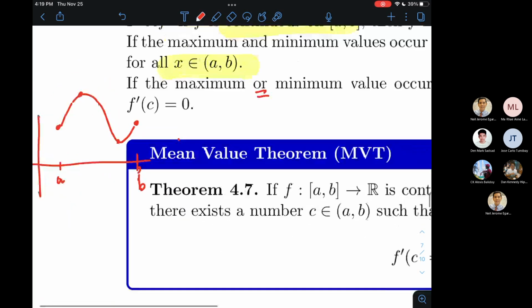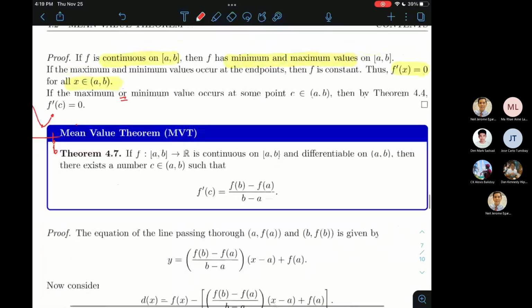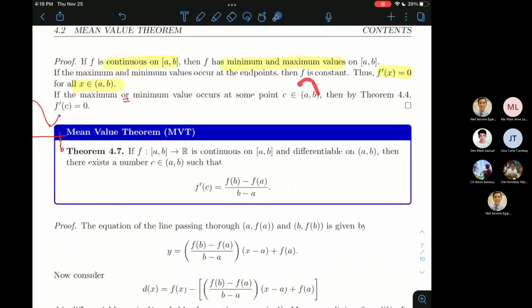But actually that is also easy because if there is a maximum or minimum at an interior point of the interval AB, then by Fermat's theorem, we know that the value of the derivative at that number C must be equal to 0. And hence we have illustrated na meron nag-exist na the value dun sa open interval kung saan ang derivative ay 0. Okay? And that completes the proof of Rolle's Theorem.